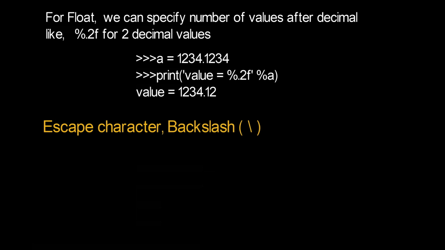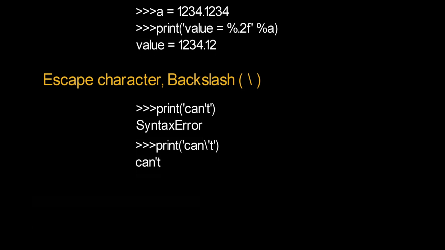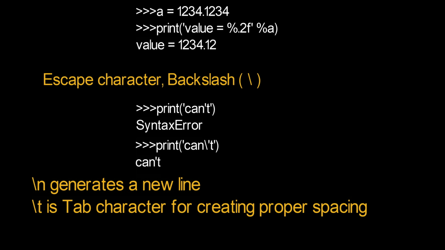Also, we have an escape character which is the backslash. It can be used to display the quotes, like print('can't'). It will generate an error. So we can either use double quotes for print or use the escape character, like print('can\'t'), and it will display can't. Also, we have some defined values like backslash n creates a new line. Backslash t is the tab character for creating proper spacing. We also have some other whitespace characters which are present in Python, but these both are the ones that are mostly used. Alright, so that's about the print function in Python.